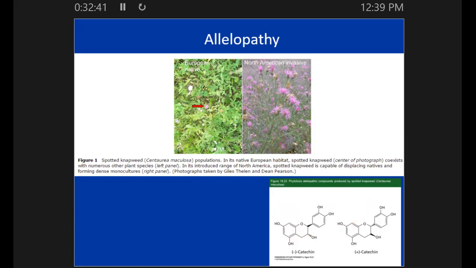So pretty successful plant. In that video link that I posted in EDUCAT, What Plants Talk About, they do talk about, I think they talk about spotted knapweed out west and how it's causing a problem.